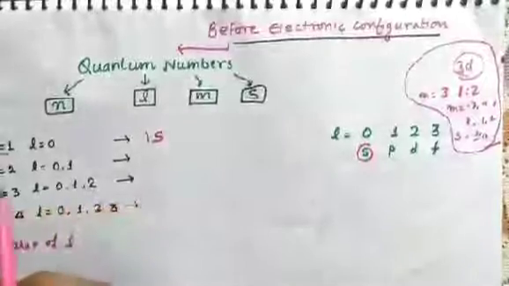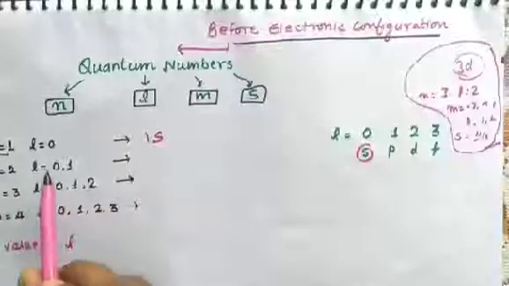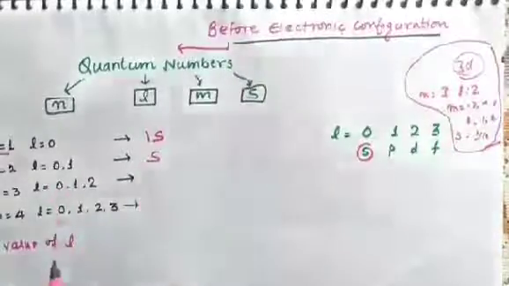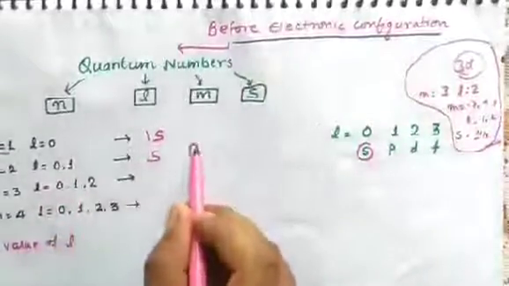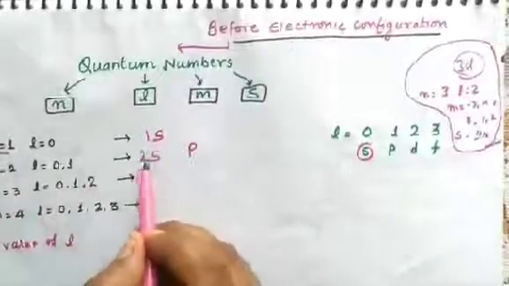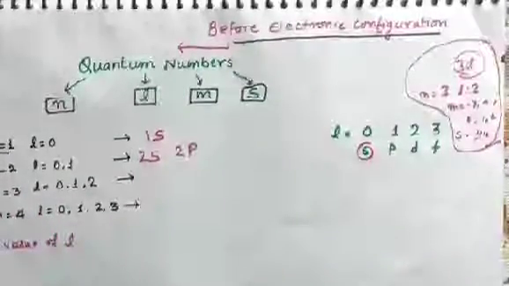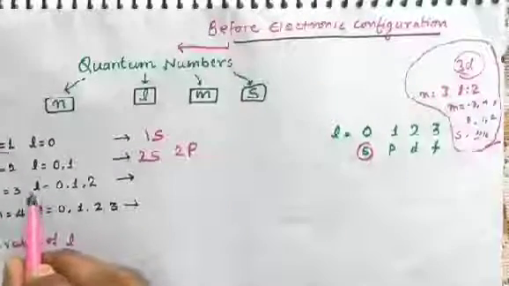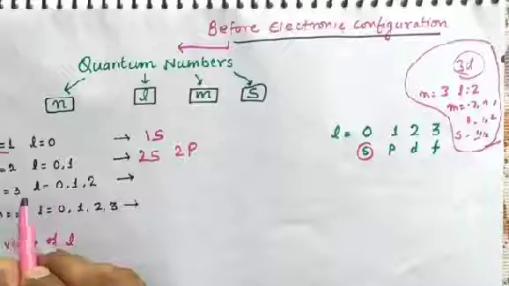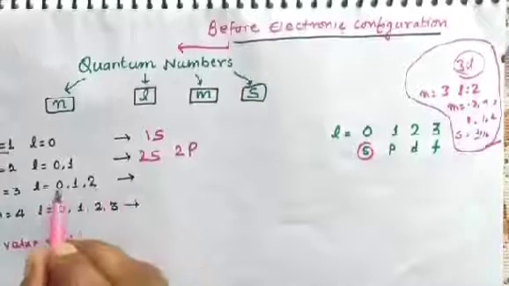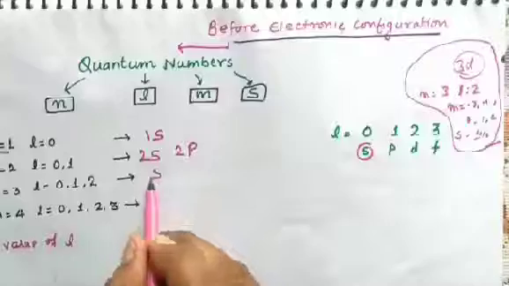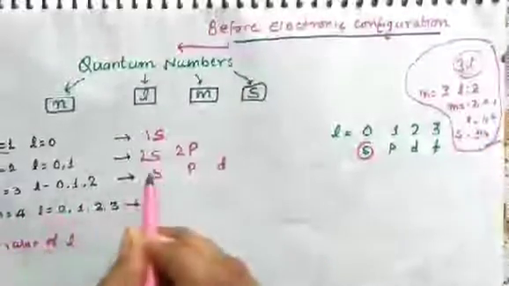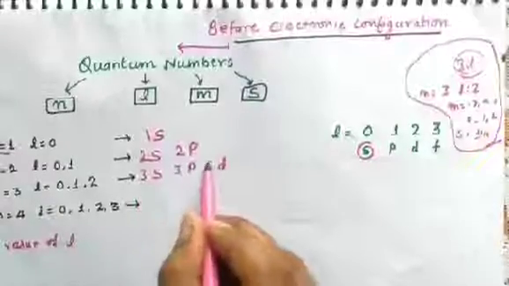So next one, n is equal to 2, so in that case l will be 0 or 1. If l is equal to 0, it will be s. If l is equal to 1, it will be p. So the principal quantum number is 2, that will be 2s and 2p. Now similarly, if n is equal to 3, students, l is equal to 0 to n minus 1, 0 to 3 minus 1, that is 0, 1, 2. L equal to 0 is s, l equal to 1 is p, l equal to 2 is d. The principal quantum number is 3, so 3s, 3p and 3d.